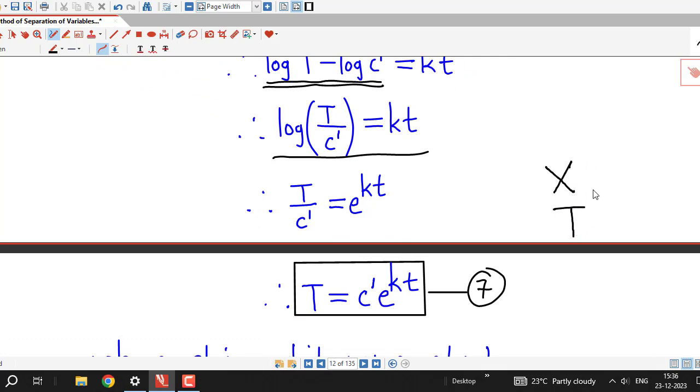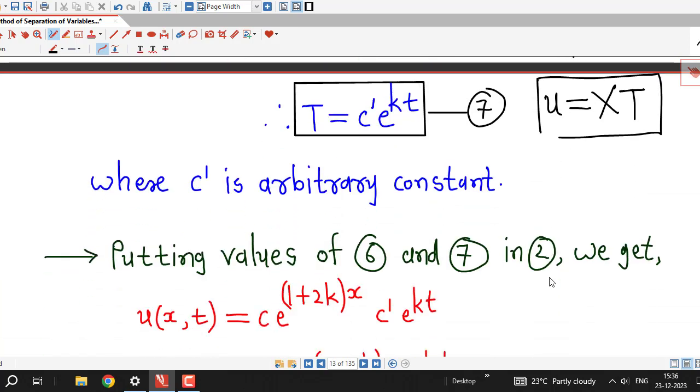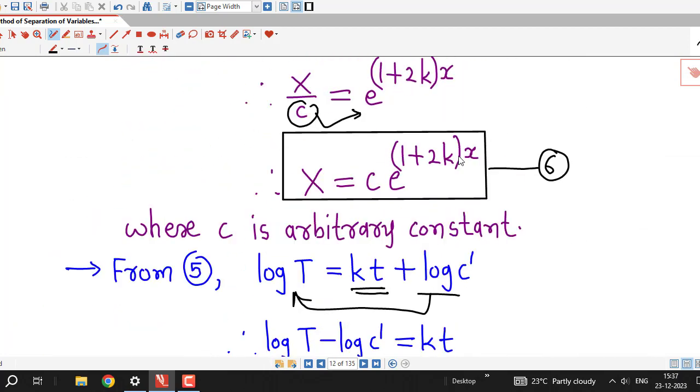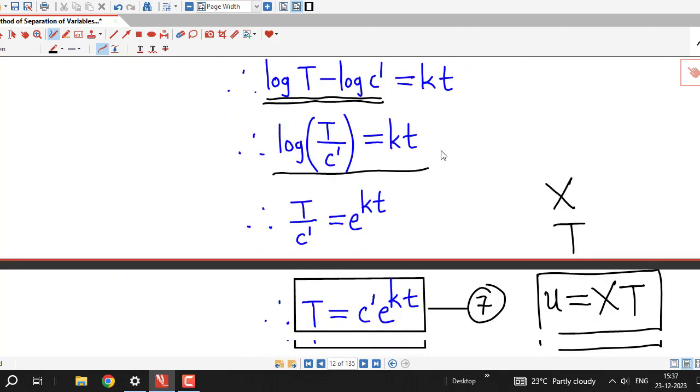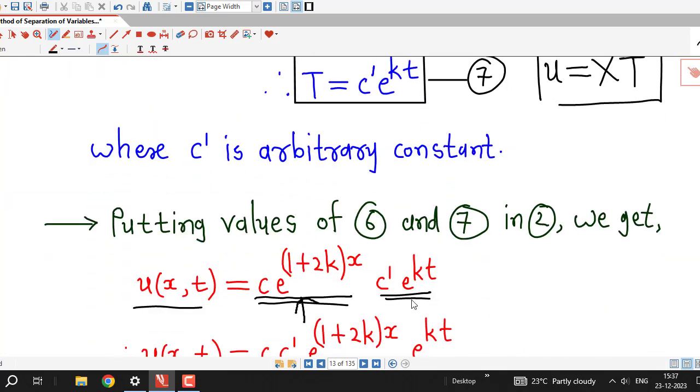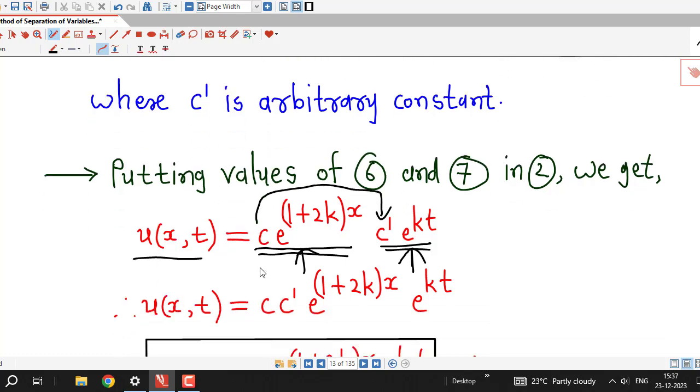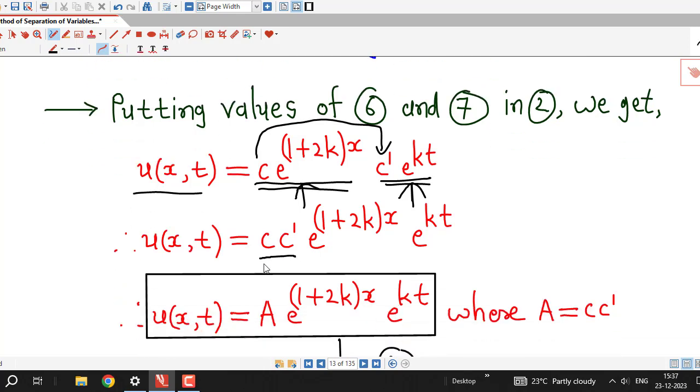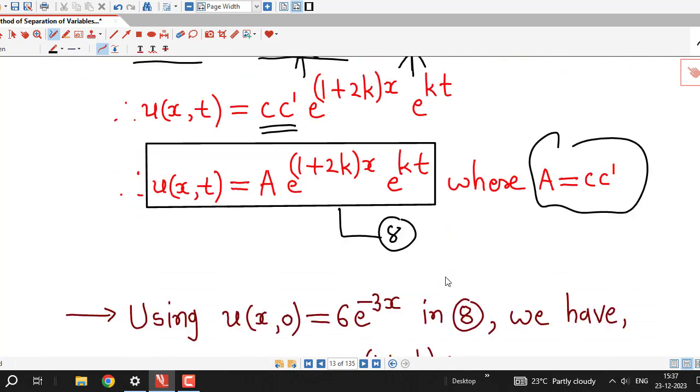Once we obtain the values of X and T, we put them in the assumed solution. Our solution is assumed in the form capital X into capital T. So we can write that u of x, t equal to capital X, this is the value of capital X, times capital T, this is the value of capital T. Capital X is c times e raised to (1 plus 2k) x, that is here, and this is capital T. And we can combine these two constants, c times c dash, and we assume that c times c dash equal to some other constant, say capital A. So A is the arbitrary constant.